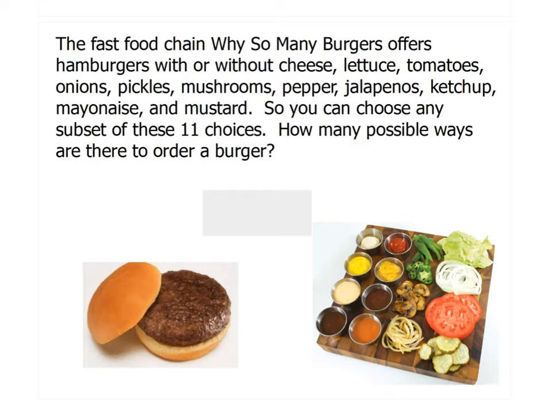Okay, let's look at this first example. The fast food chain Why So Many Burgers offers hamburgers with or without cheese, lettuce, tomatoes, onions, pickles, mushrooms, peppers, jalapenos, ketchup, mayonnaise, and mustard. So you can choose any subset of these 11 choices. How many possible ways are there to order a burger?